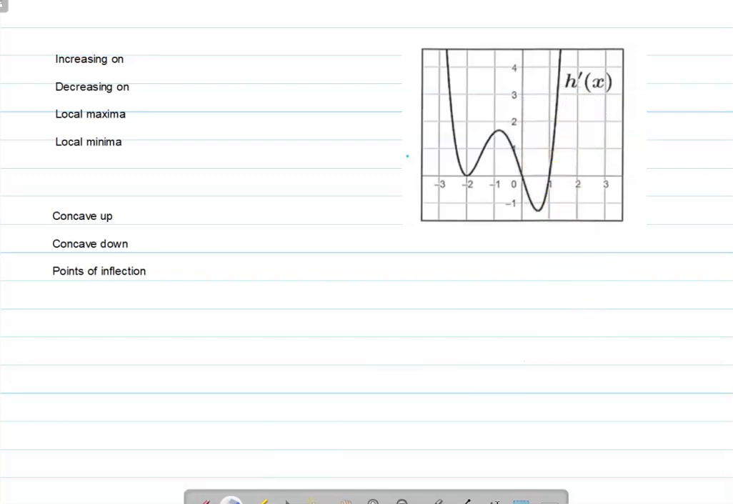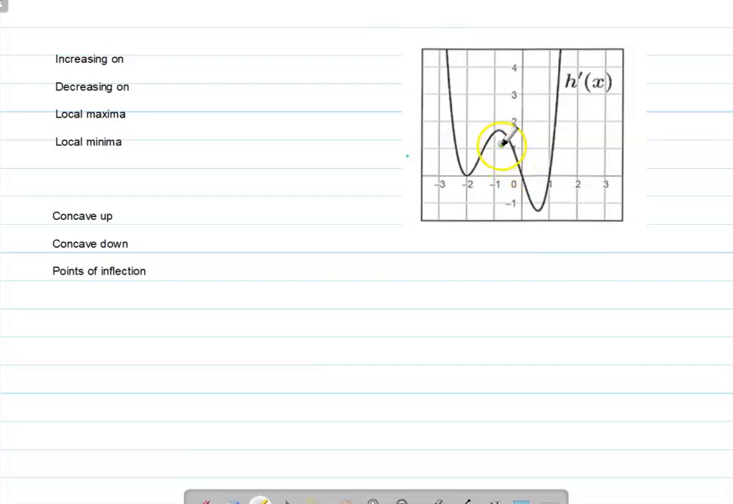Hey guys, in this video we are going to learn how to read a derivative graph, how we get all the information when a derivative graph is given. The derivative graph is positive as long as it is above the x-axis, because when it is above the x-axis the y values are positive.